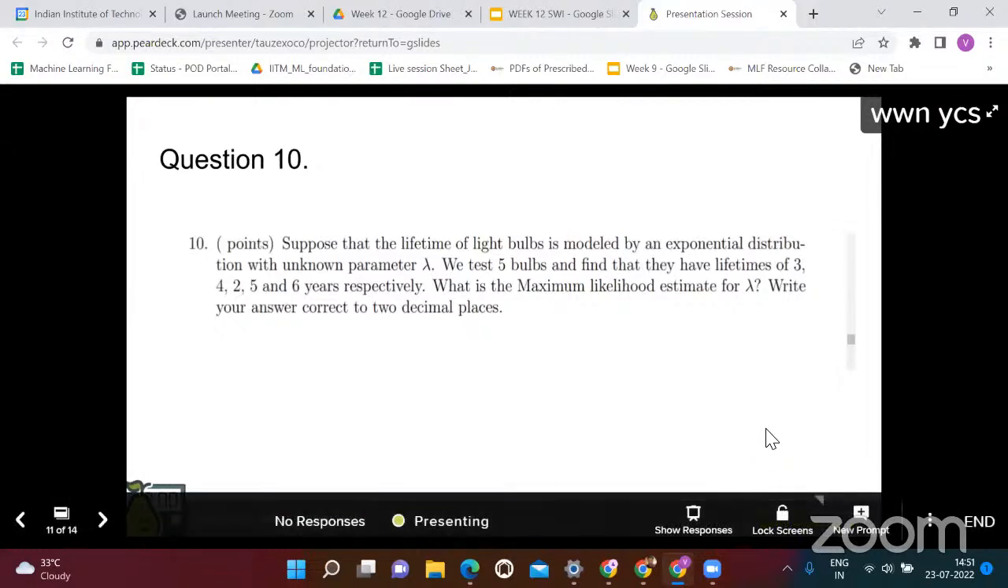Suppose that the lifetime of a light bulb is modeled by an exponential distribution with unknown parameter lambda. We test 5 bulbs and find that the lifetimes are 3, 4, 2, 5, 6 years respectively. What is the MLE, maximum likelihood estimate of lambda? What is the value of that? So you can expect the parent distribution from where we are getting the lifetime is exponential distribution. So first you need to calculate the parameter lambda for the exponential distribution. What's the basic formula for that? If you are able to get the basic formula to calculate the estimated value of lambda for exponential distribution, you can just put the values 3, 4, 2, 5, 6, and you'll get the answer.